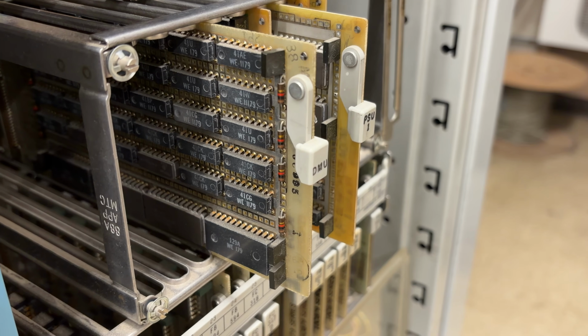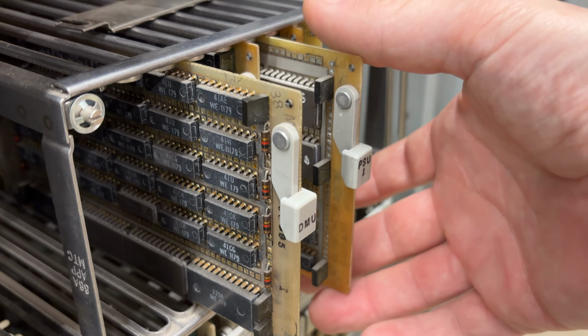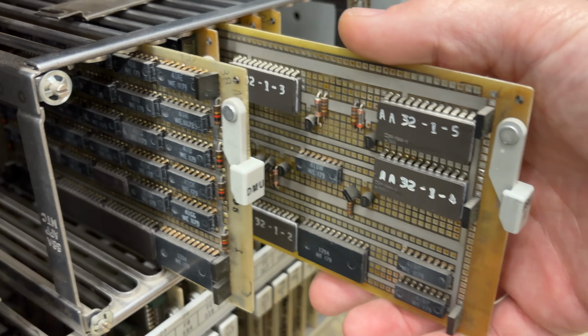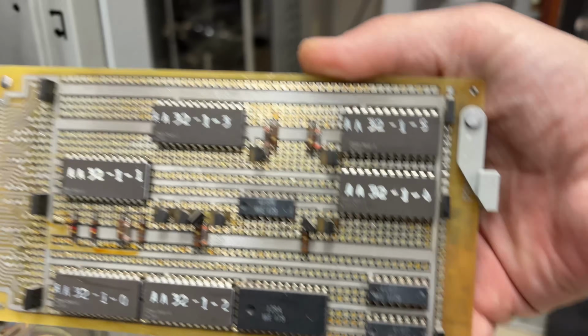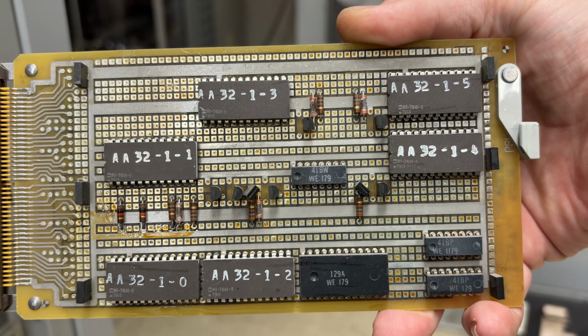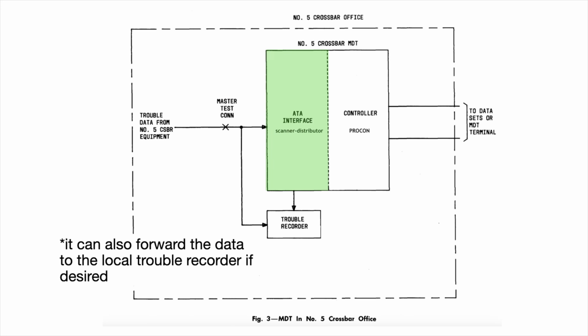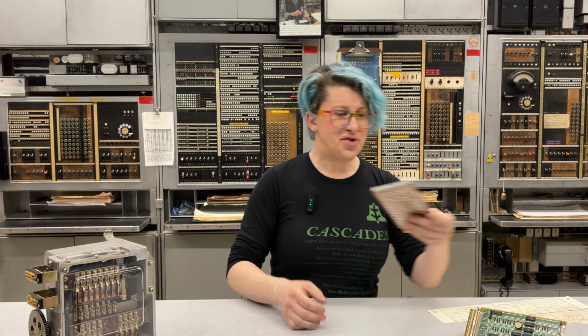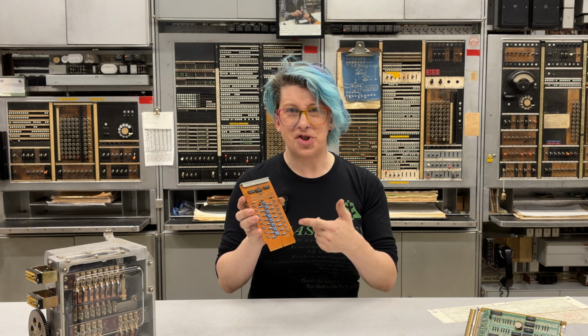The Procon is the brains of the operation. In its ROM is a program that makes it behave electrically like a mechanical trouble recorder. Using the scanner distributor, it presents an interface to the 5 crossbar that appears identical to the trouble recorder, but instead of punching a card, it stores the data in RAM and forwards it to the PDP-11 over a 300 baud modem.